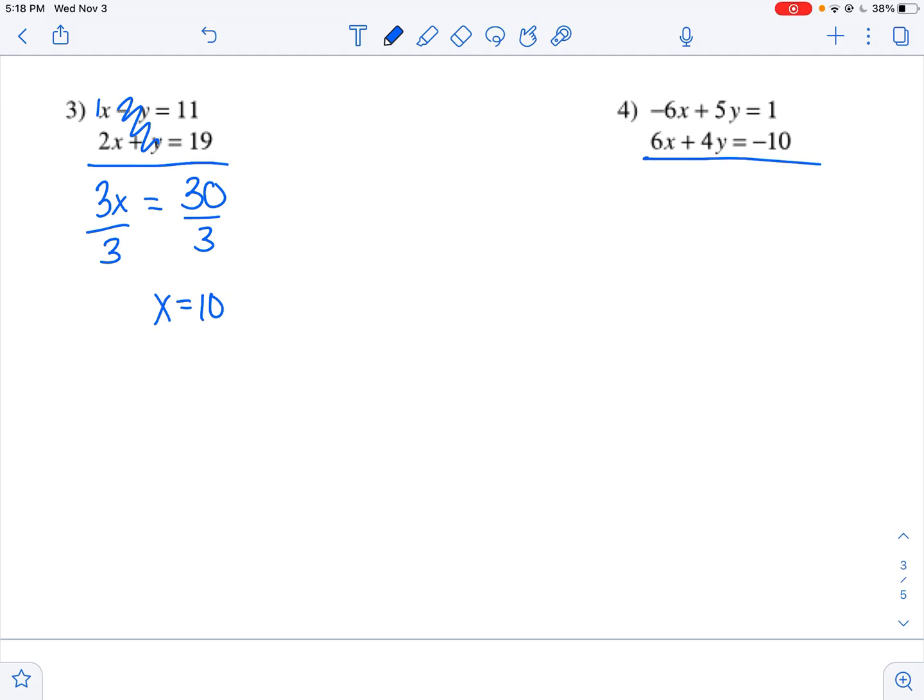And on number 4, positive 6 and negative 6 eliminate each other. They reduce to 0. And I have 5y, 5 positives, and positive 4y, which would get me a positive 9y. And then 1 minus 10 is negative 9. So if I divide, then y would be negative 1.